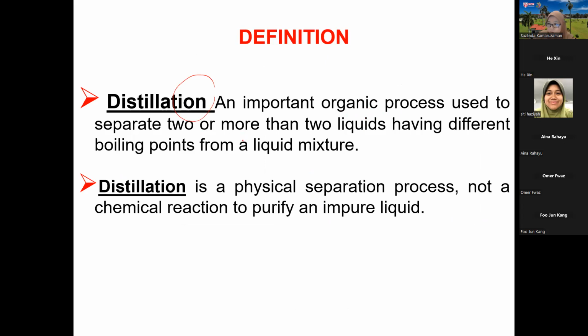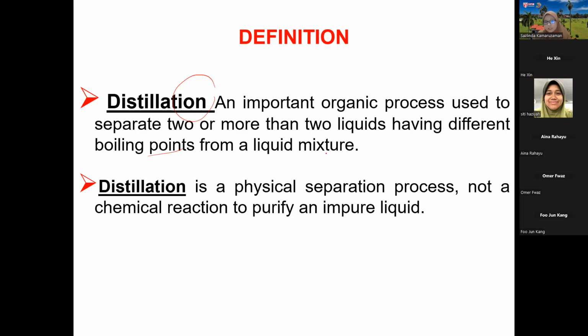For example, in the crude oil that I gave as an example previously, we can separate many hydrocarbons. There are more than five hydrocarbons that we can separate from the crude oil, right? Okay, having boiling points from a liquid mixture. So the most important thing is we know what the boiling point is.